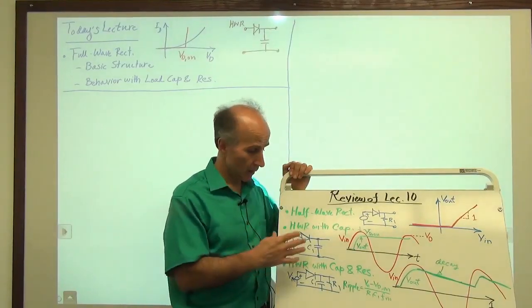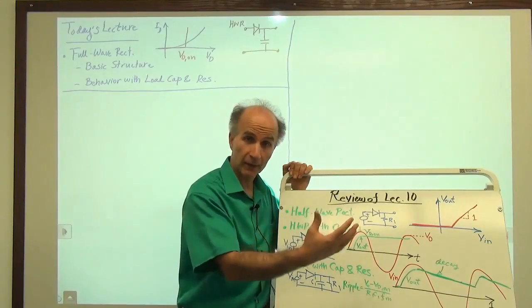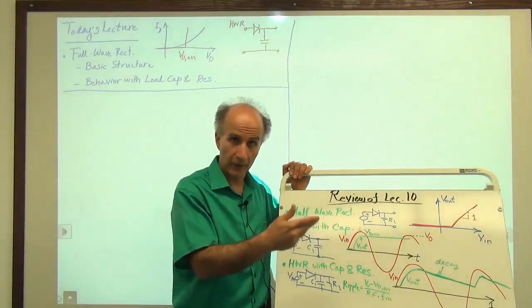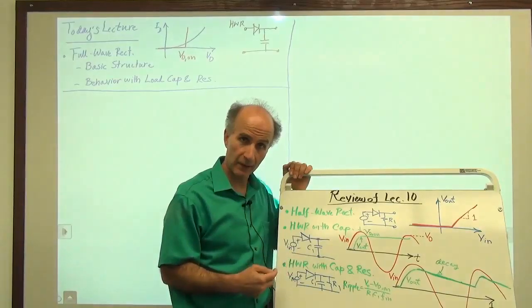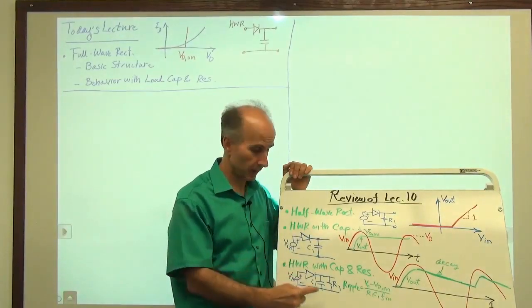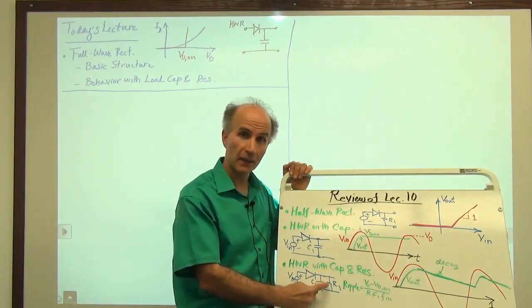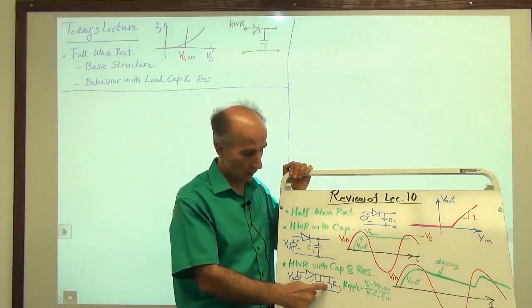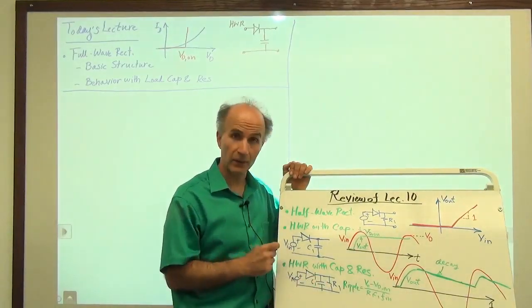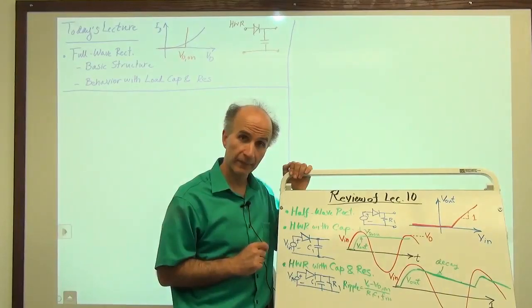Now in practice, this circuit has to drive something. It's a charger for a laptop or a cell phone or some other device. So we model that device by a resistor, as you can see here. And this resistor tends to discharge this capacitor when the diode is off.